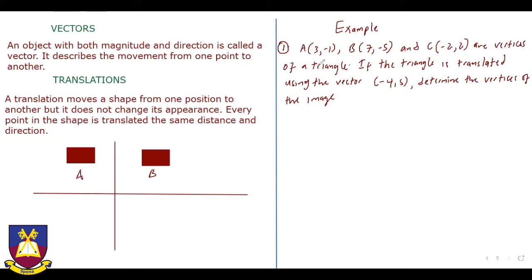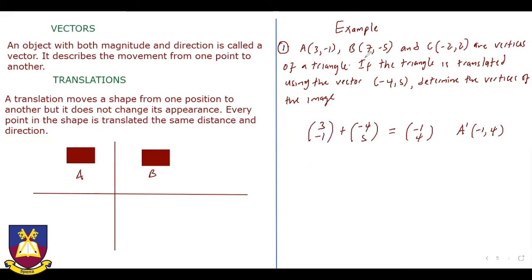So to get the coordinates of A, we shall get the original point, which was 3, -1, add it to the translation vector, which is the one translating -4, 5. It's the one moving. We get -1, 4, meaning the coordinates of the image for A will be -1, 4.